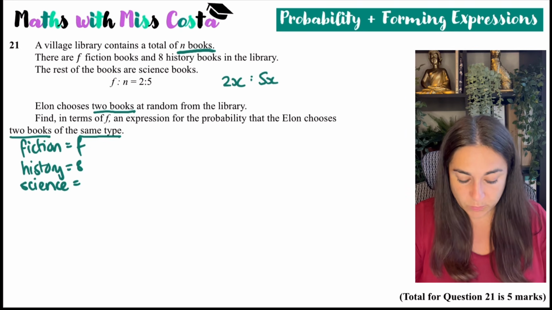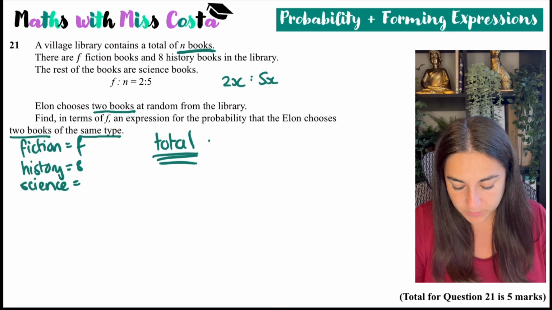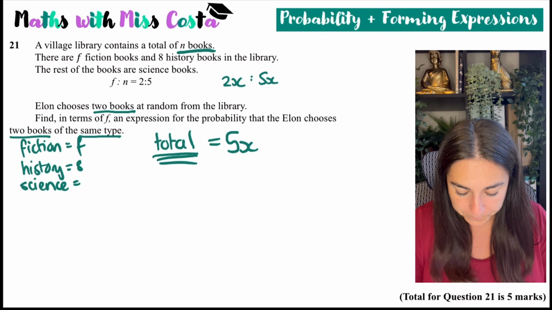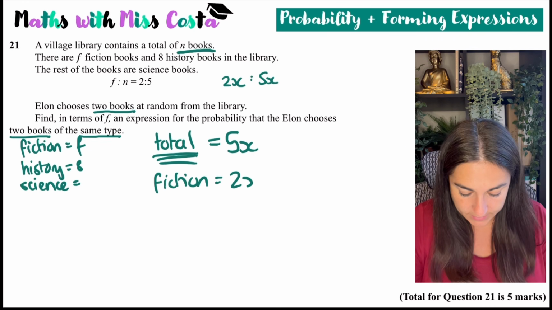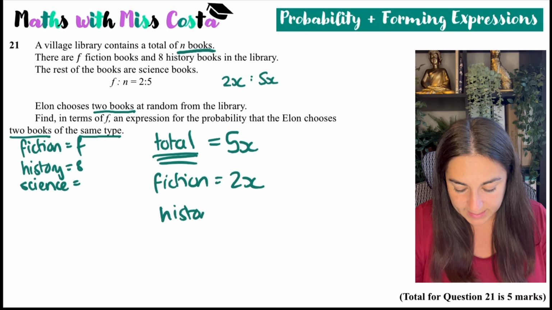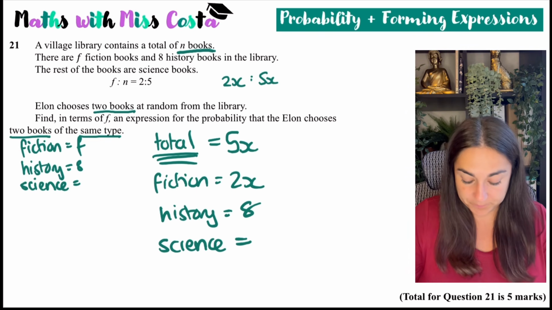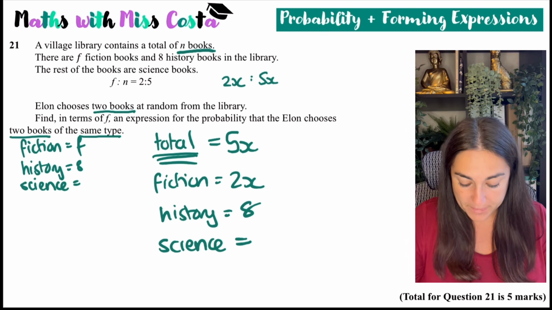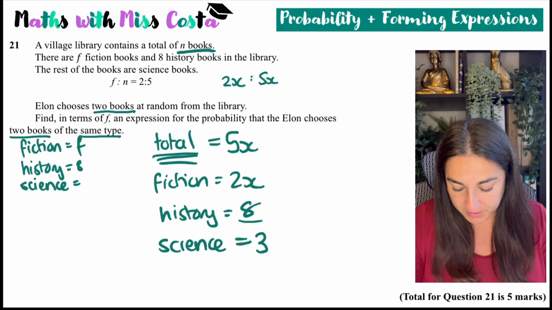Okay, so we're going to want to form an algebraic expression. So we know that the total amount of books in the library could be expressed as 5x. We know that the amount of fiction books is 2x. We know the amount of history books is just 8. And we need to create an expression for science. So if the total is 5x and 2x is fiction, we're left with 3x. But we have 8 history books, so science must be 3x minus 8.